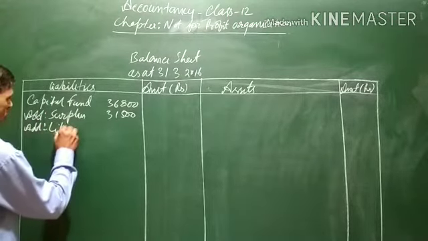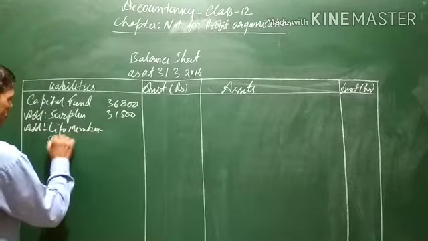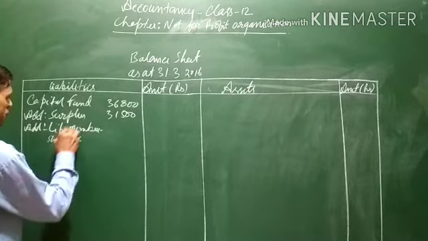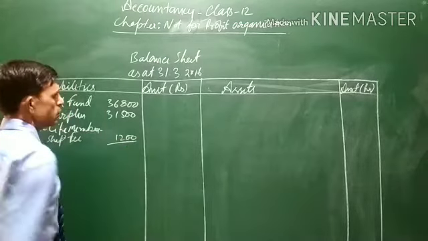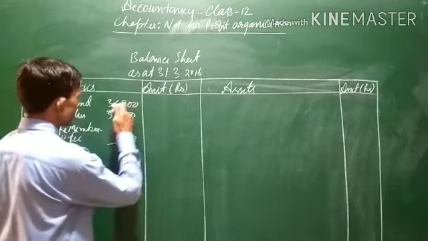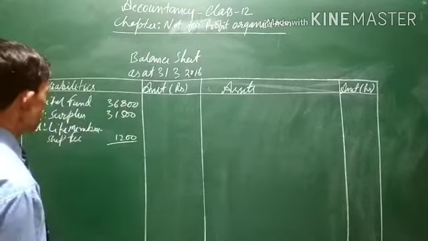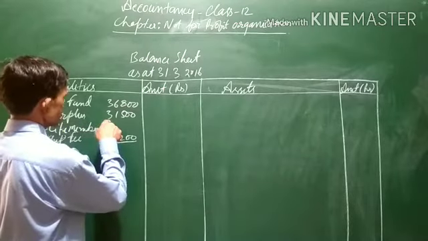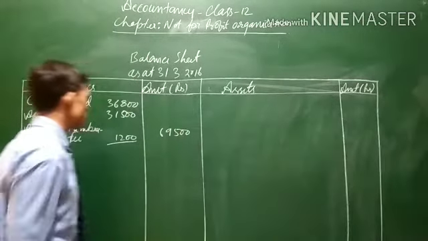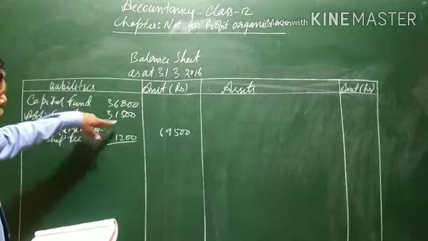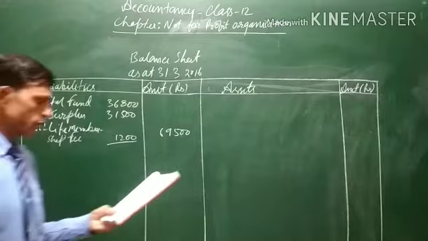Add life membership fee. Amount is 1,200. Now all these things will be added, and in the outer column it will be written as 36, 37, 38, 48, 50, 68, 69,500. It comes to 69,500. Yes, 69,500.